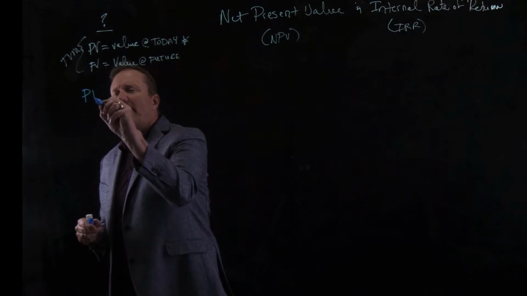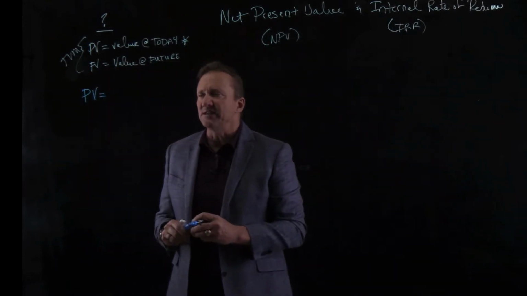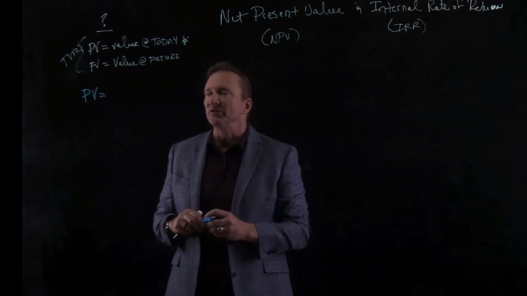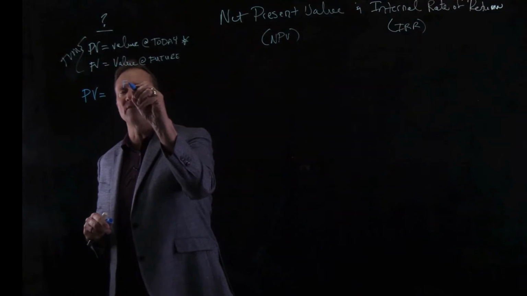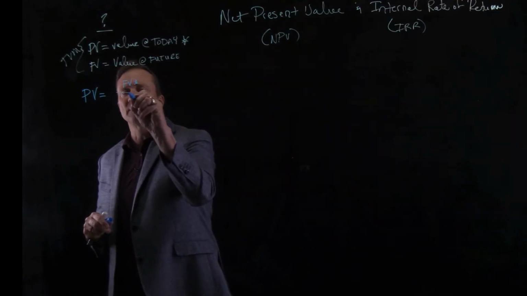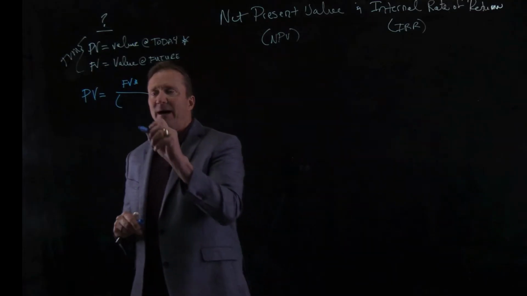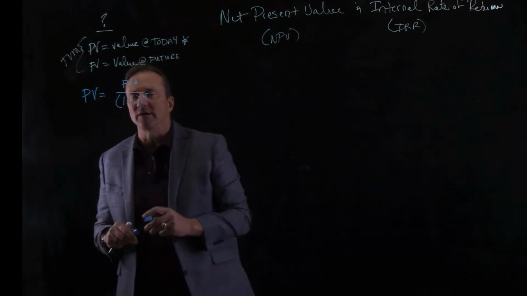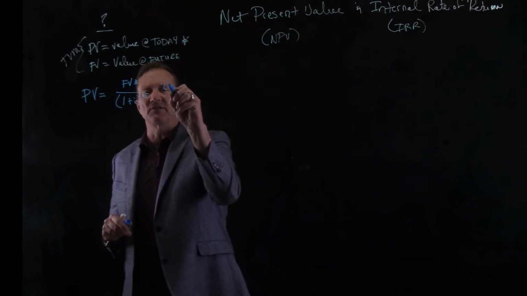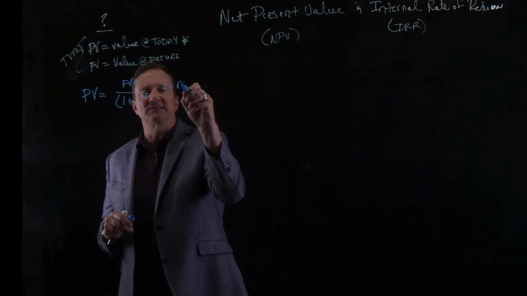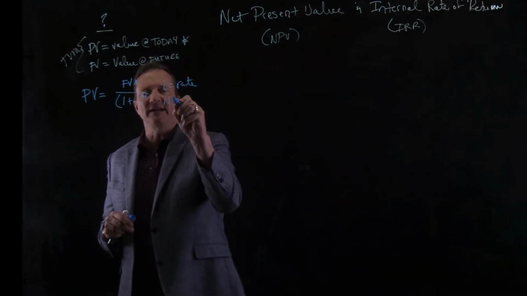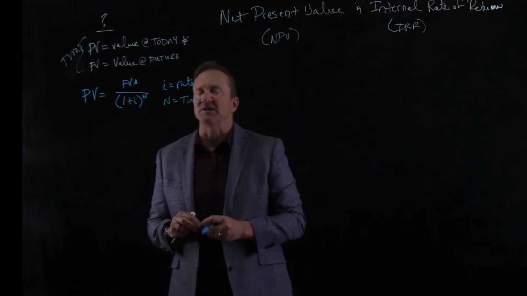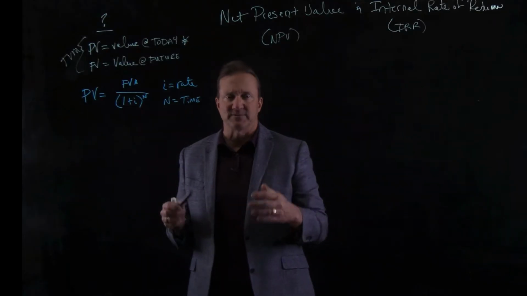And in its simplest form, in a formula, the easiest way to identify it is the present value is some future value of money discounted or divided by 1 plus some rate of interest to the nth power. And remember, we've talked about this in your other concepts, but i is this idea of rate and n is this idea of time.